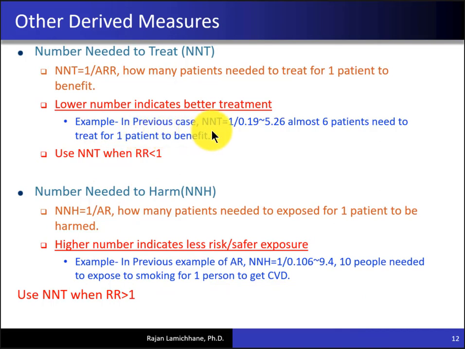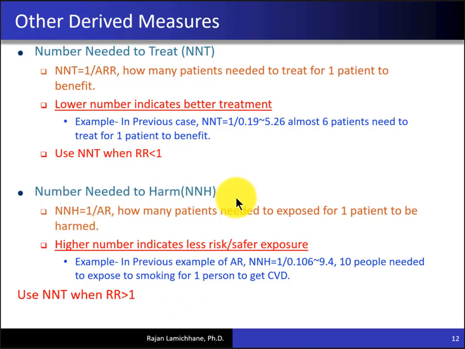For example, in the previous case, the attributable risk reduction is 0.19, so 1 over 0.19 is 5.26. It means that almost 6 patients need to be treated for one patient to benefit. As I said, a lower number indicates better treatment, meaning if you need to treat fewer people for one person to benefit, that is better. Always use NNT when relative risk is less than 1, or when the drug has a protective effect.